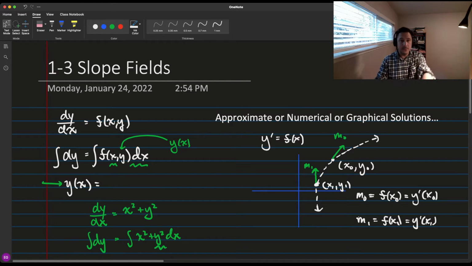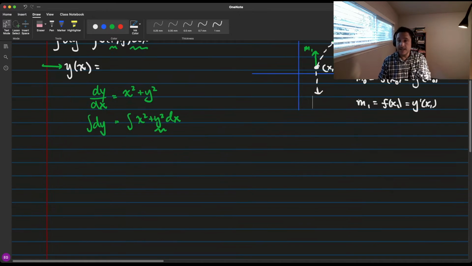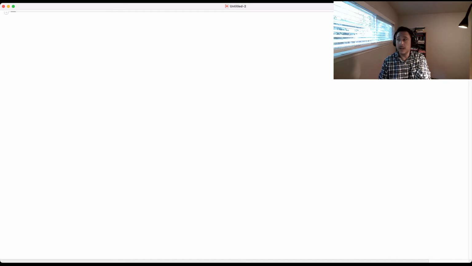Let's look at how this works. Doing it by hand is a real pain. Instead, what we're going to do is use Wolfram to do this. So I'm opening up Mathematica. One second. So we're changing windows. There we go. Okay, cool. So let's define our f of x, y.